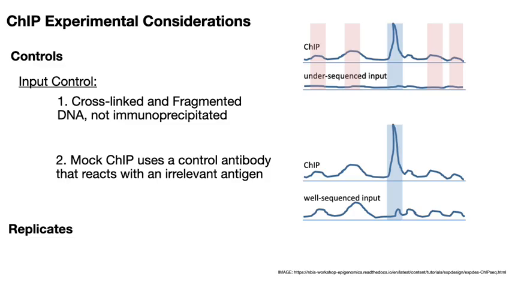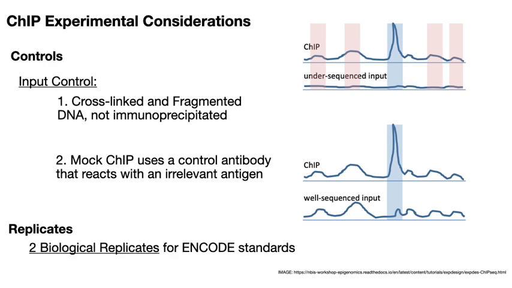Additionally, we are also going to need to talk about replicates. ENCODE necessitates 2 biological replicates, and any experiment that's published in the literature should have at least 2 biological replicates.